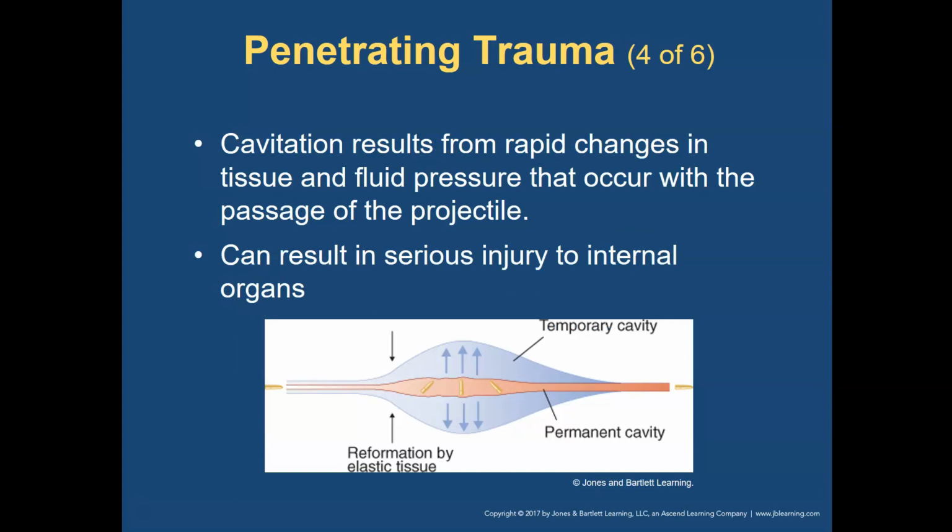Now, cavitation. Cavitation results from the rapid changes in tissue and fluid pressure that occur with the passage of the projectile. This can result in serious injury to the internal organs distant to the actual path of the bullet. Temporary cavitation injury results from the stretching of the tissues that occurs with the pressure changes, and then you also have permanent cavitation. That results closer to the bullet path and remains after a projectile has passed through the tissue. It's making this big cavity as whatever it is passes through, and it gets blown out, and then what finally settles down becomes the permanent cavity, which is where that thing actually passed through.